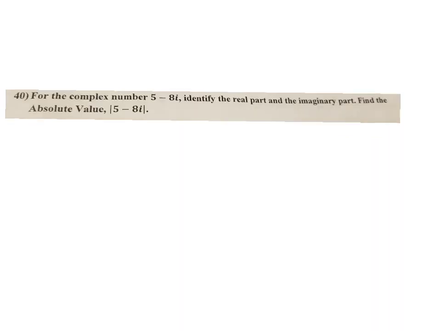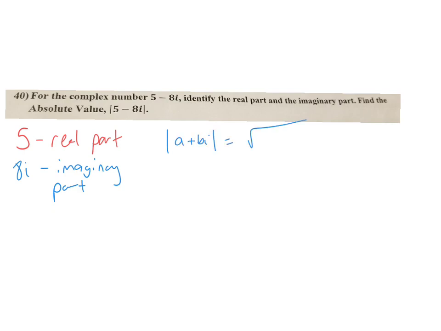Alright, for the complex number 5 minus 8i, identify the real part and the imaginary part. 5 is the real part. 8i is the imaginary part. We're going to use the absolute value of a complex number, which says this. If you have the absolute value, you're going to take the square root of a squared plus b squared. Remember, absolute value is always real, always positive, so I ignore the negative sign and the i.